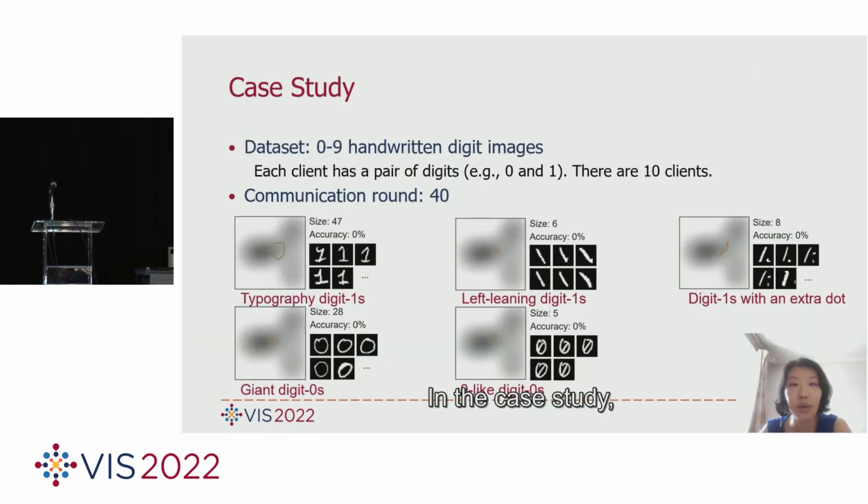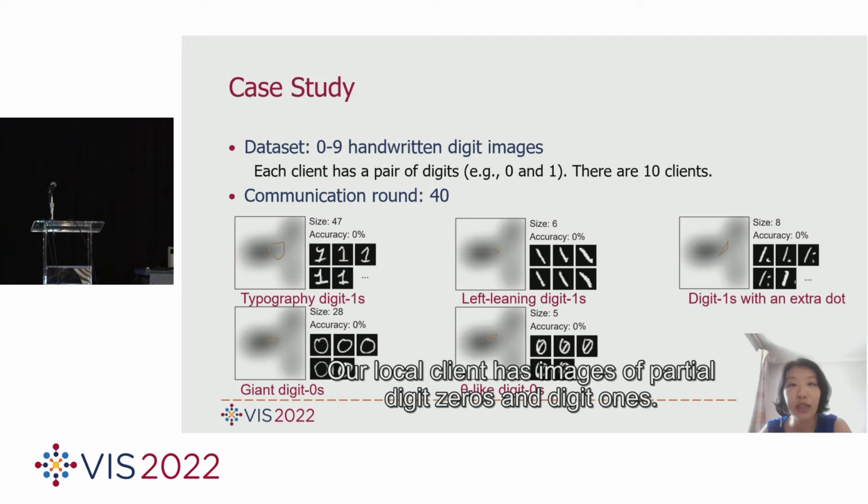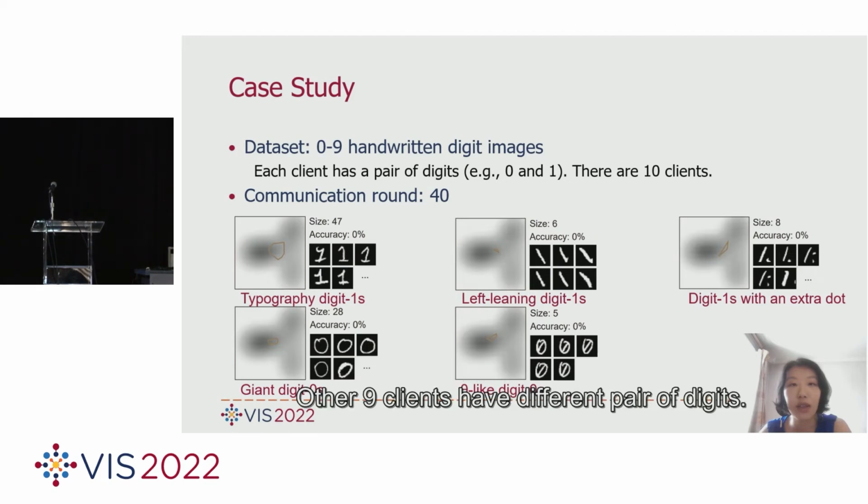In the case study, we trained a federated learning model with 0 to 9 handwritten digit images. Our local client has images of partial digit zeros and digit ones. The other 9 clients have different pairs of digits.